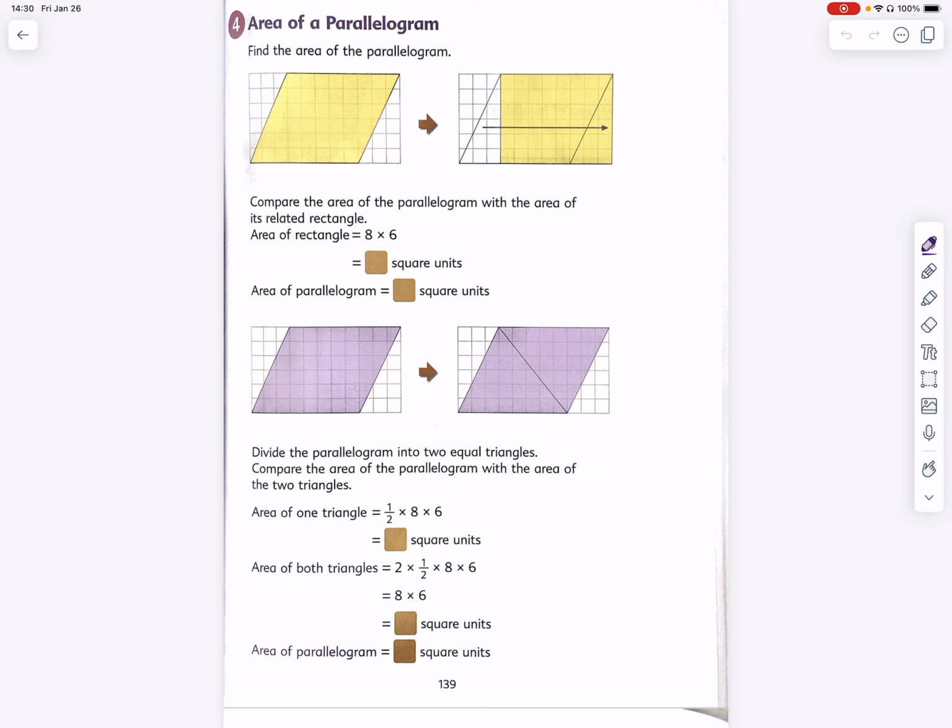For example, we can split it into a triangular shape and rotate this triangular shape to fill in this missing part, and voila, we have a simple rectangle, and it's just length times width. That's one way of looking at it. And of course, length equals 8 and width equals 6. So this particular shape, the yellow shape, would be 48 square units.